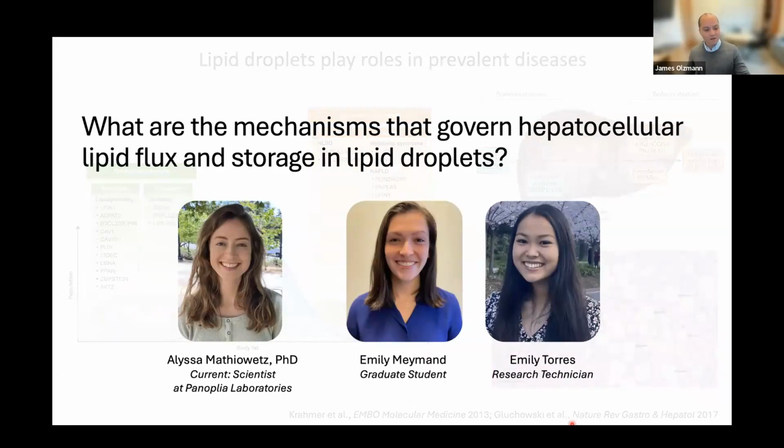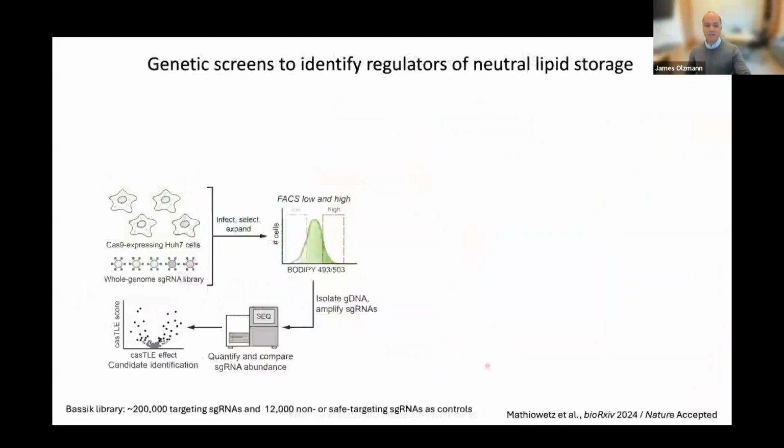This was work from a previous graduate student, Alyssa Mathewitz, now a scientist at Panoplia Labs, and a current graduate student and technician, Emily Maymond and Emily Torres, so Team Emily in the lab here. So we again turned to genetics to address this.